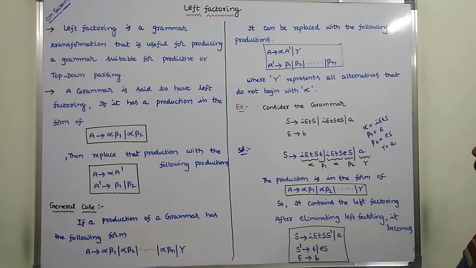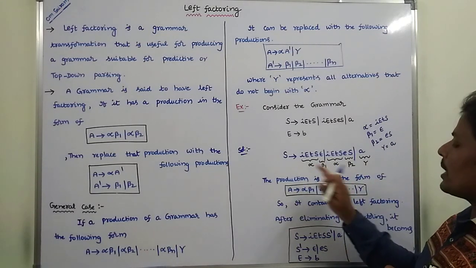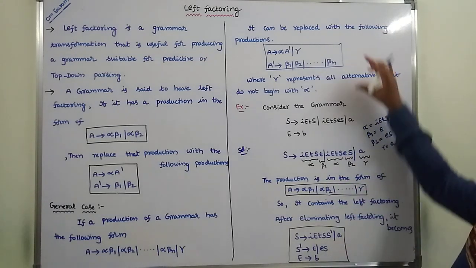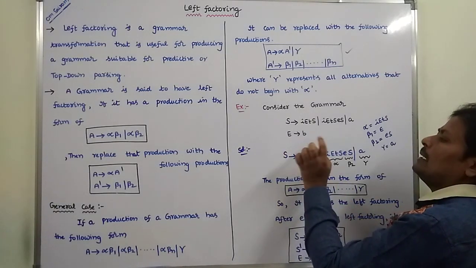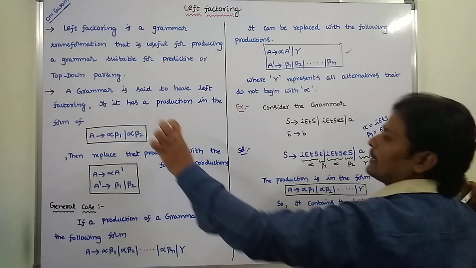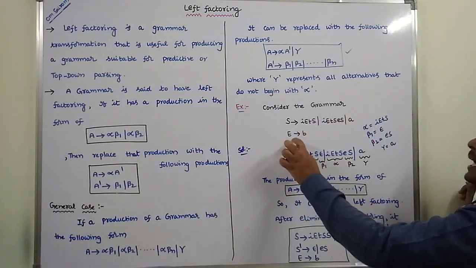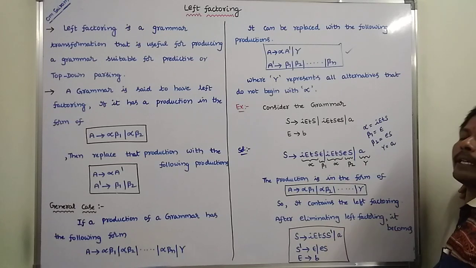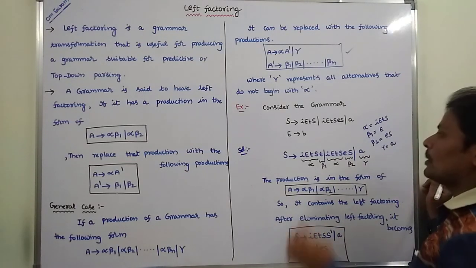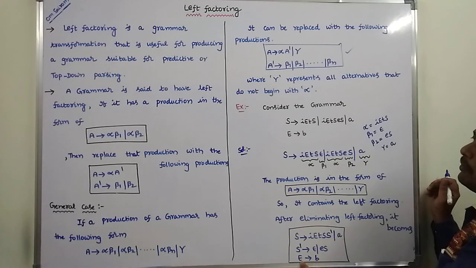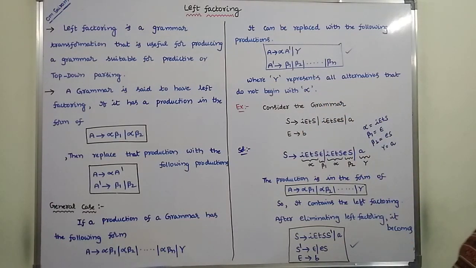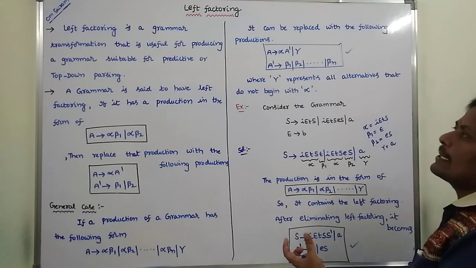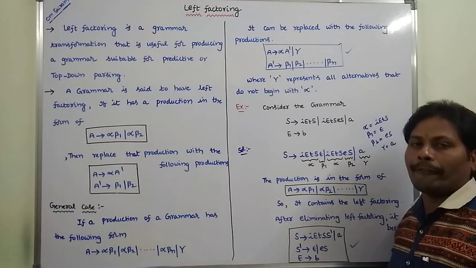Okay. Now after converting this production into this form by using this rule. Next, the second production, it is not in the form of this one or this one. So hence we can say that this production does not have any left factoring. So directly we can write this production. Now from these two productions, after eliminating the left factoring, this is the output. So this is the introduction about the left factoring.